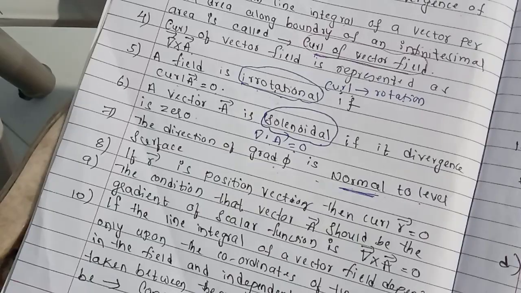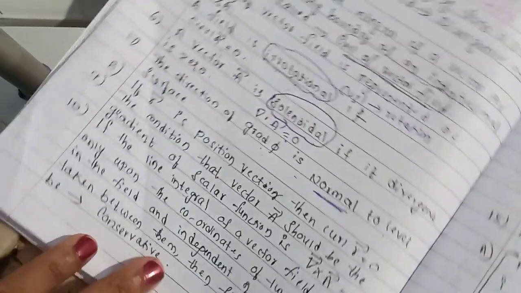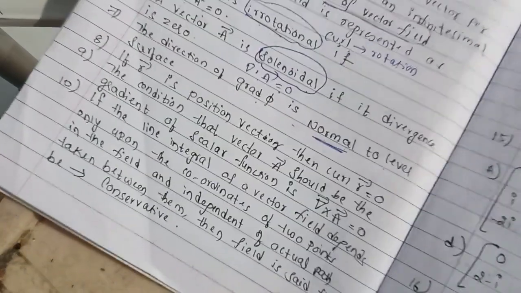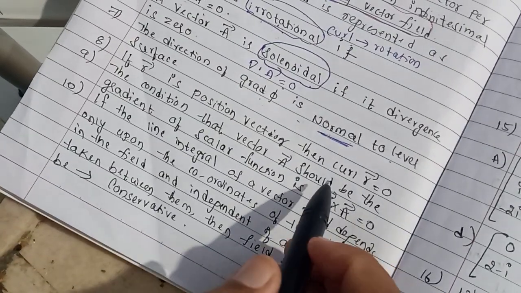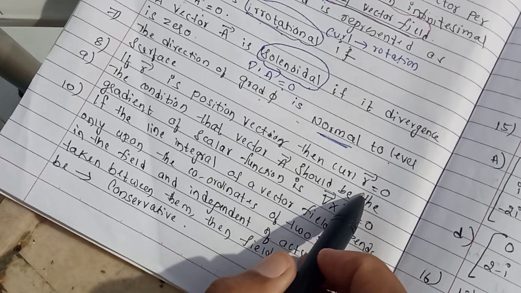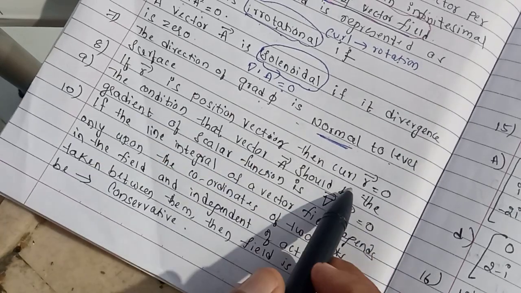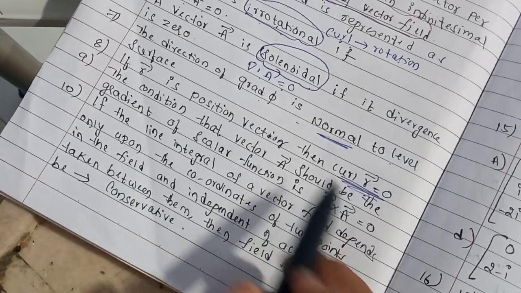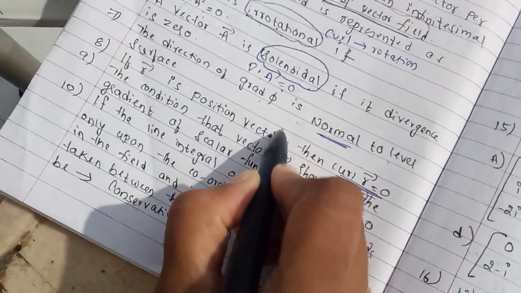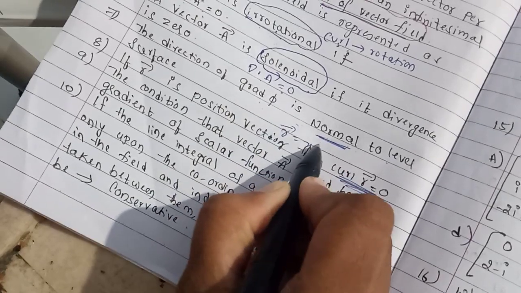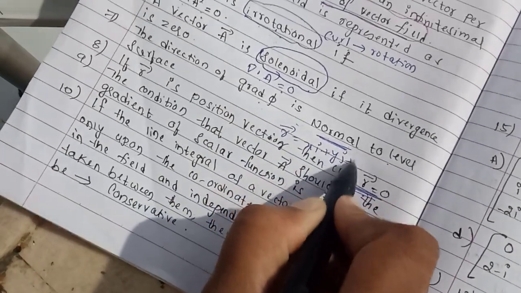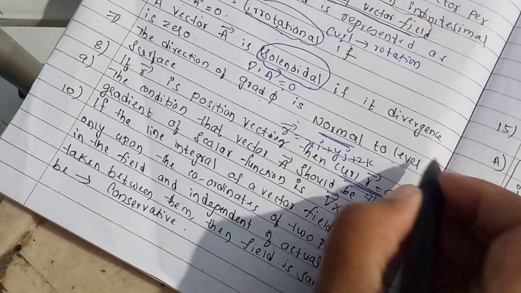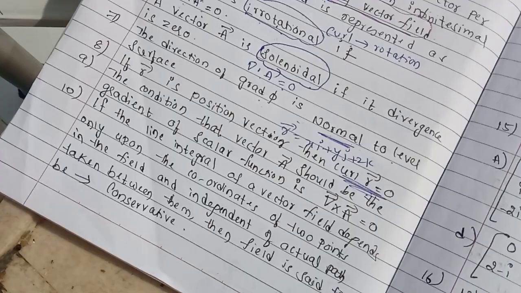Now next, if r is the position vector, then curl r equal to 0. Remember this simple formula. Or you can do it: what is r? r is xi plus yj plus zk, the position vector. Now how we will find the values? I will write here. You can do it.